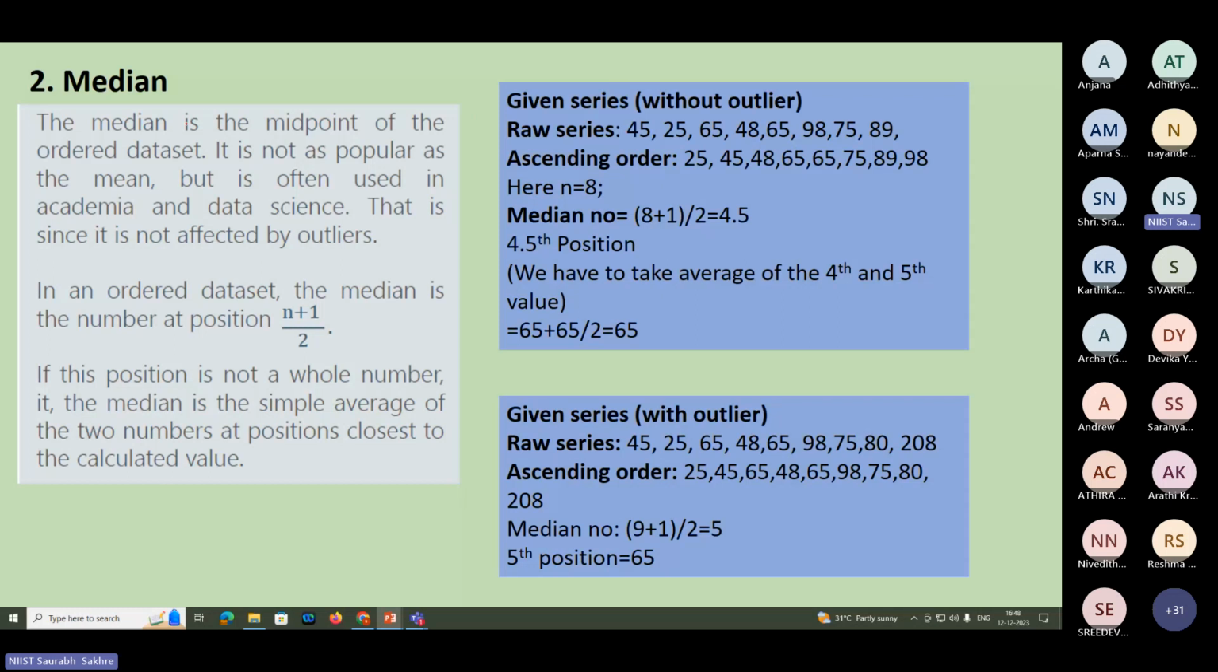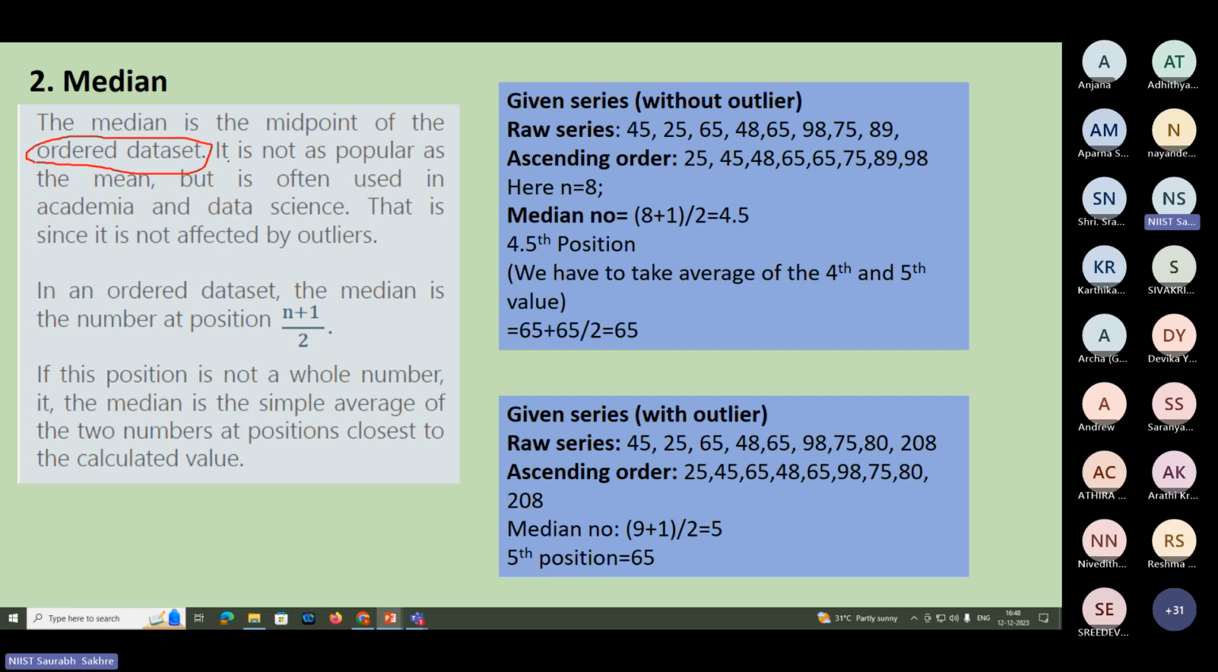Now we'll see median. So what does median mean? The median is the midpoint of the ordered data set. Here, this thing you need to keep in mind: it is an ordered data set. It means I cannot take it random. I have to order it in a certain order. Then I will see the median.